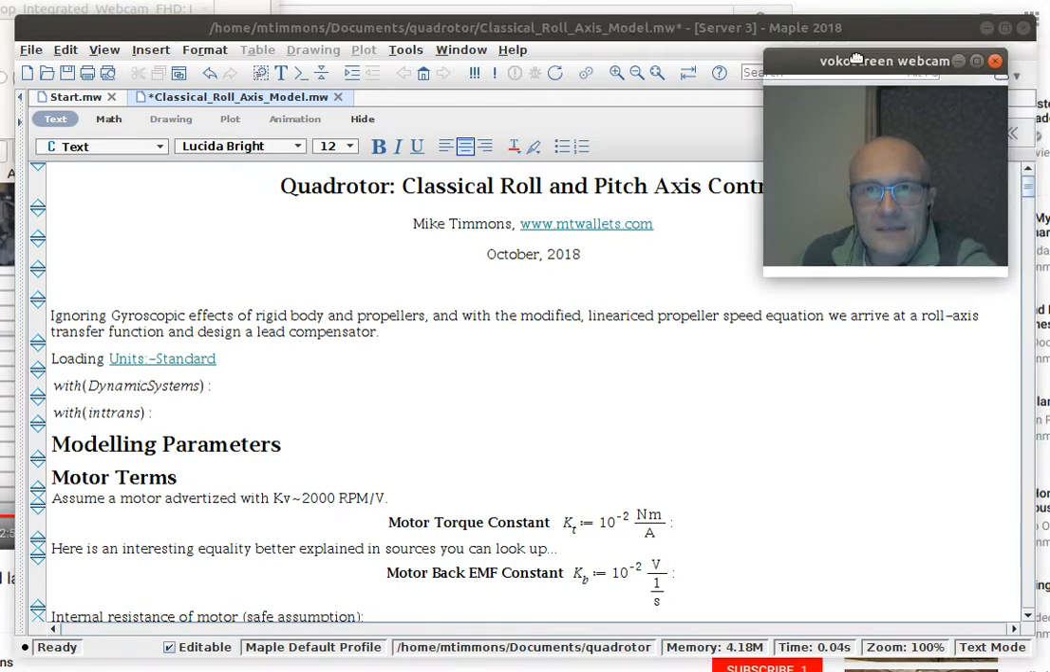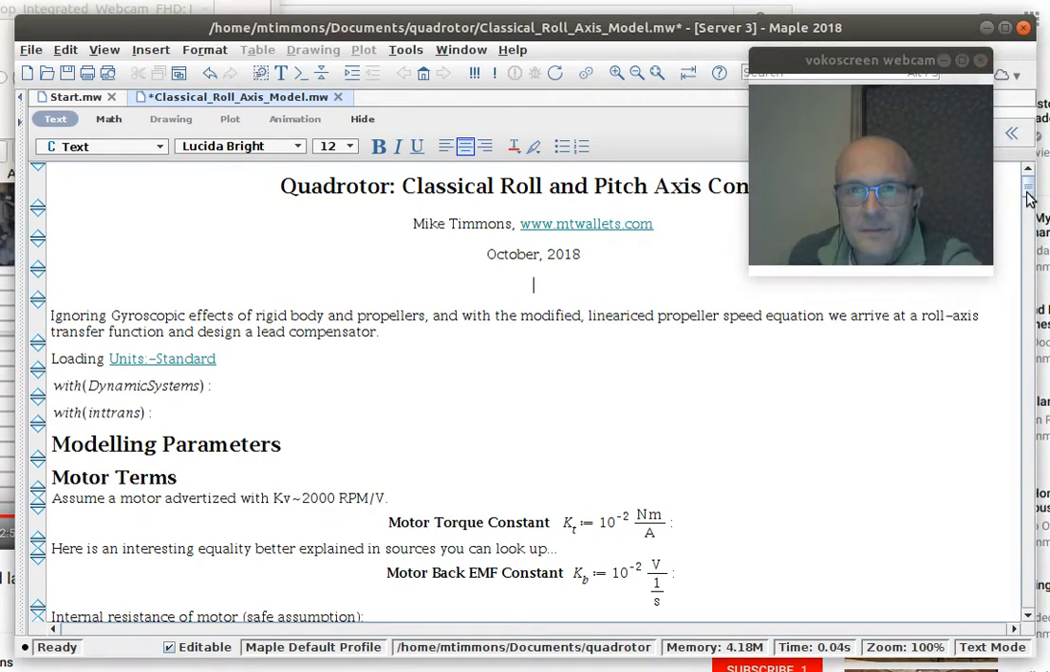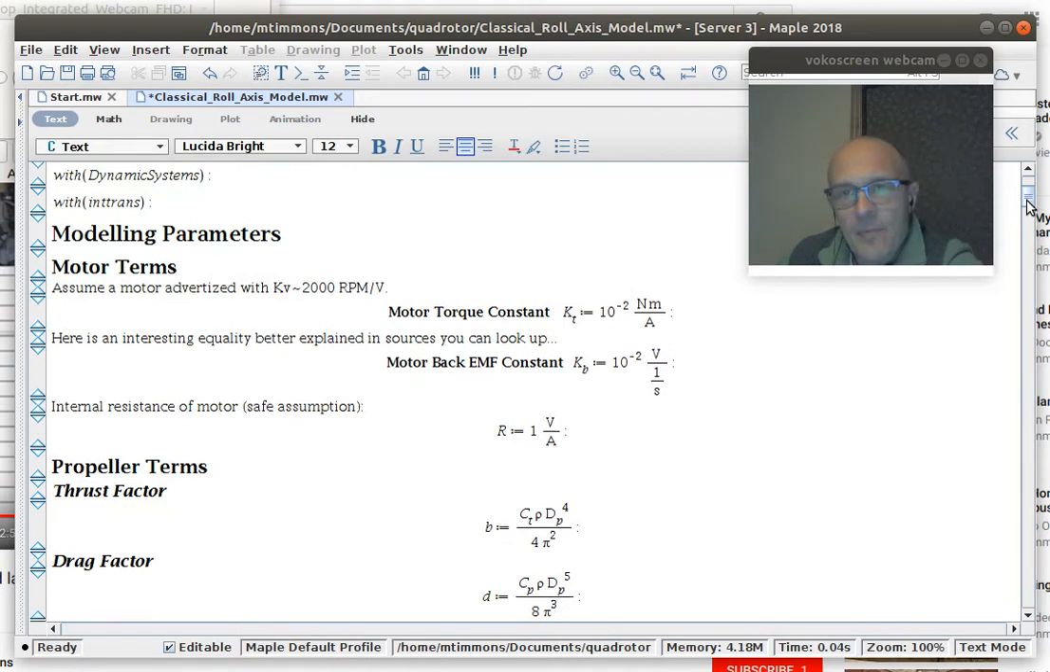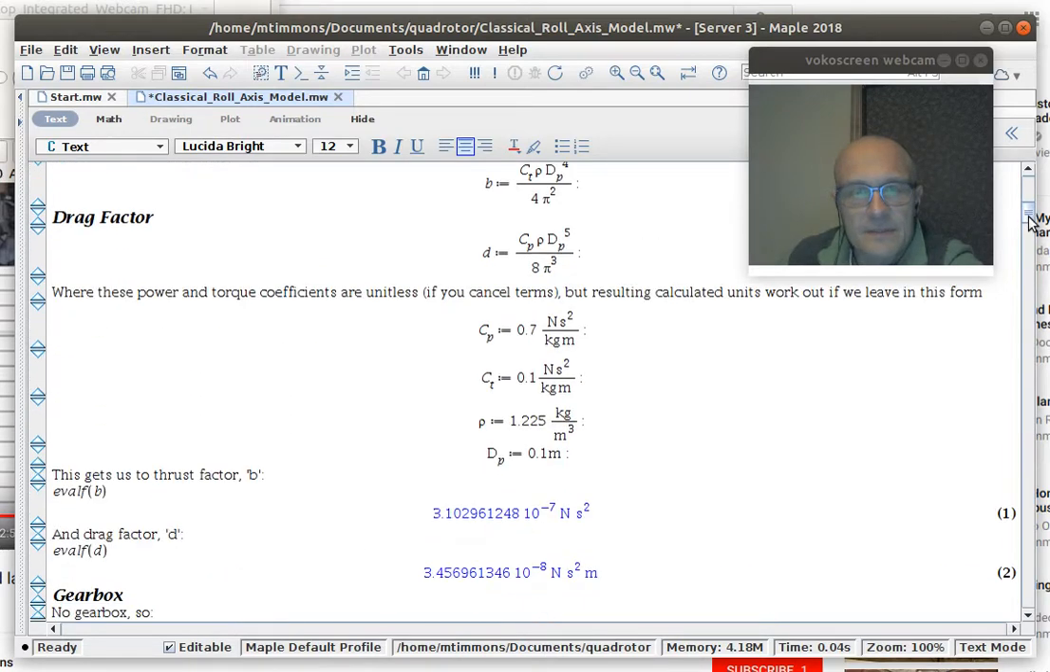When I left off last time, I had not shown you how I arrived at the proportional gain required for the lead lag compensator that we placed, the zero and the canceling pole for the roll and the pitch axes. I also didn't get into the yaw axis, so I'm going to do those two things real quick.